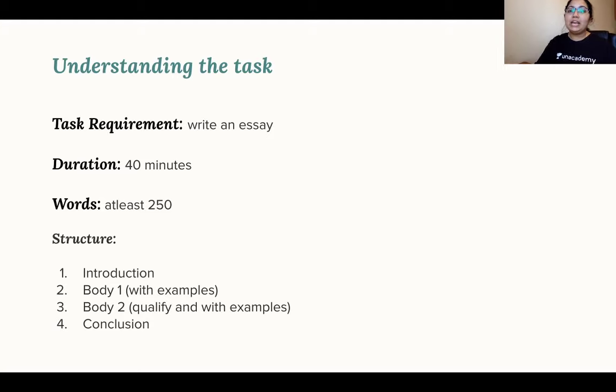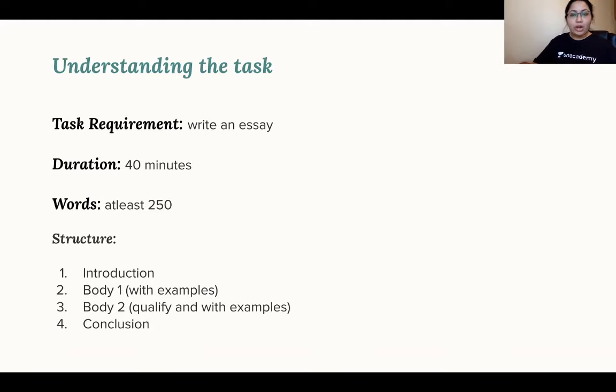Now, quickly moving into your writing task 2, which is writing an essay. This is as simple as you will have 40 minutes to do the test, and you have to write at least 250 words. Here, the structure is where you will have an introduction, where you're giving an overview of what the question is. Do not copy the question. Paraphrase the question, add some idioms and do that, or just paraphrase it and write it as simple as that.